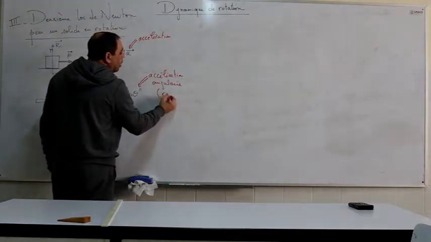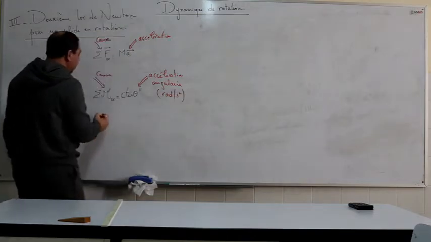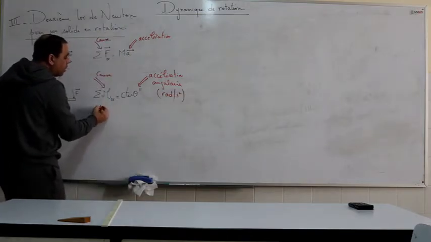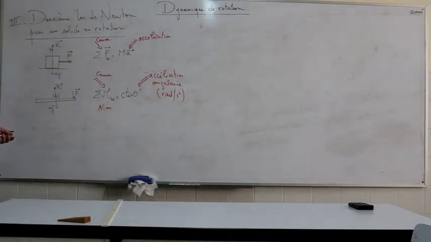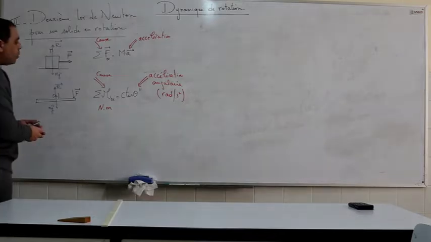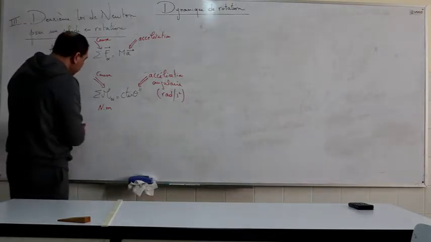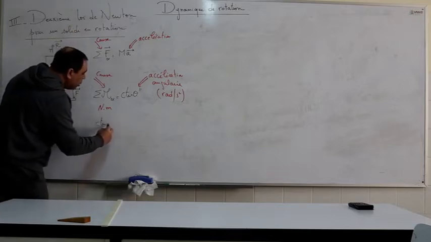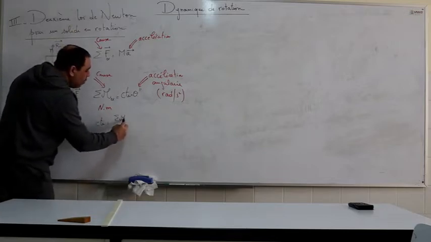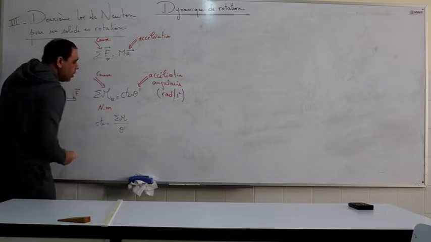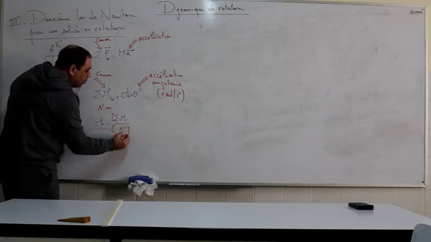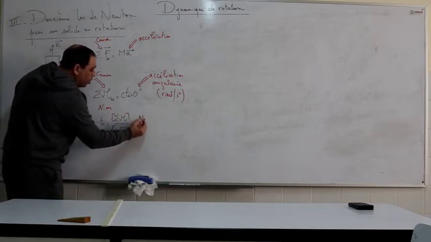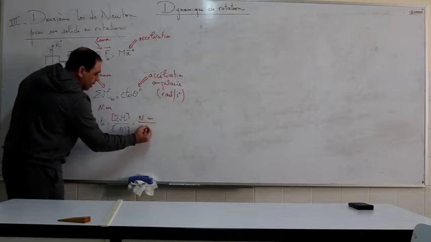The angular acceleration is expressed in radians per second squared. The unit of the moment is the Newton meter. So what is this constant in the expression? This constant is equal to the sum of the moments divided by theta double prime. The unit of this ratio is Newton meter divided by radian per second squared.